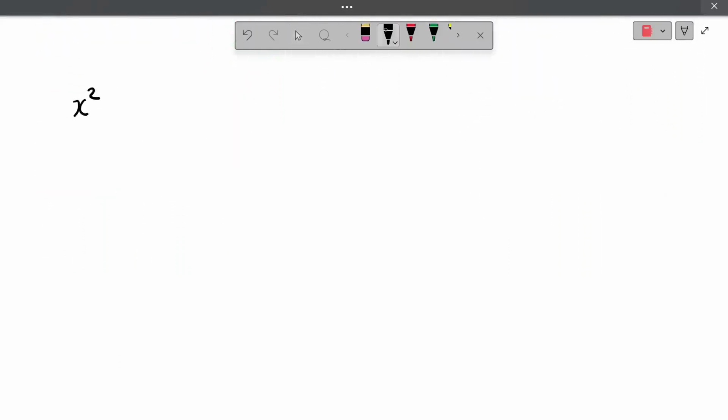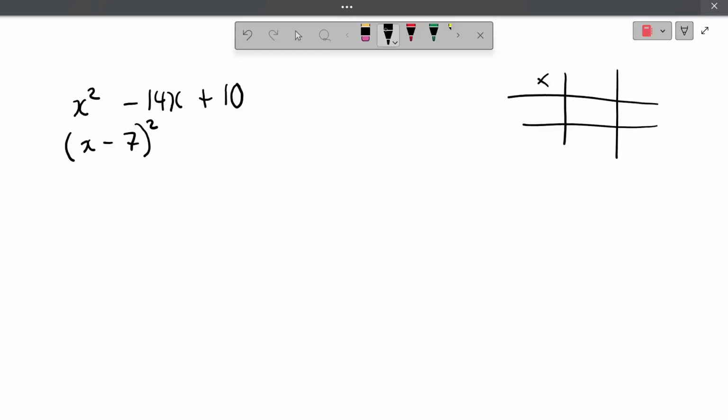So we have x squared minus, let's go for 14x plus 10. What we first of all do is you have (x − 7) squared, because you half the 14. And do a little grid on the side because it helps. x minus 7, x minus 7. That's your x squared, minus 7x, minus another 7x. And then minus 7 times minus 7 is 49.